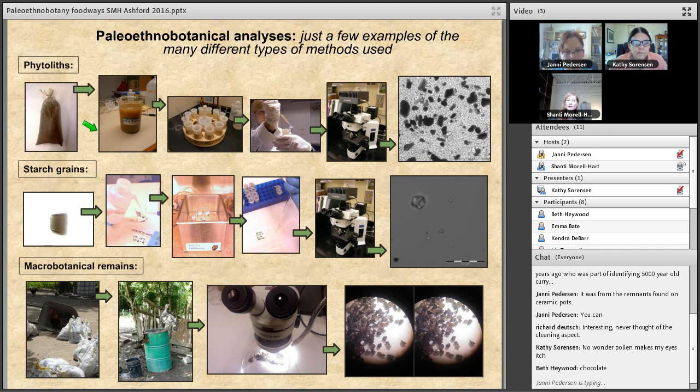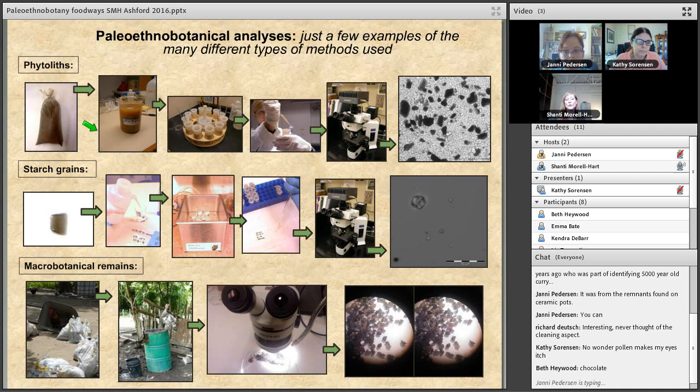So phytoliths require what I've got up top here, this process where you remove clays, you infuse it with a lot of very terrifying chemicals to get it to break down these different materials. You float them out using a heavy liquid, mount them on the microscope, and you can see here that looks like under the microscope, a kind of typical sediment sample.